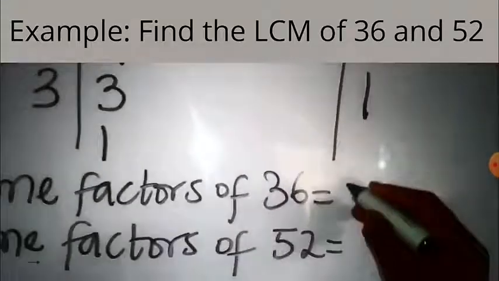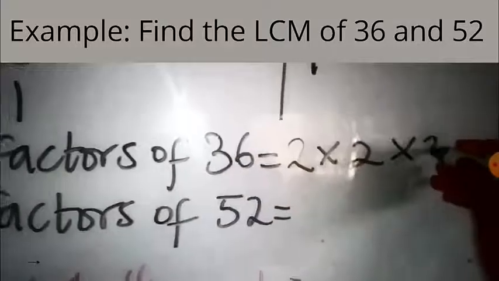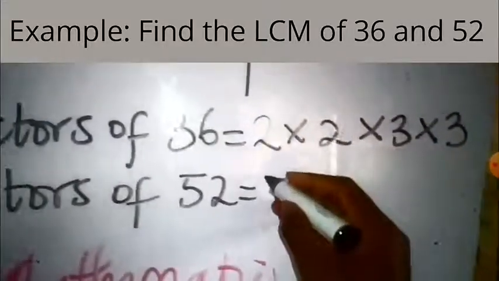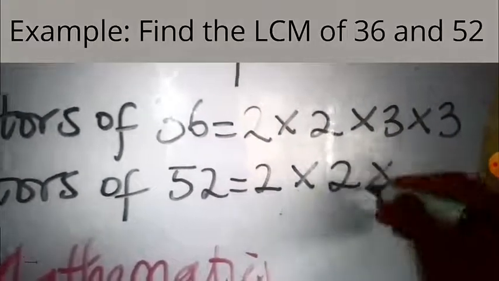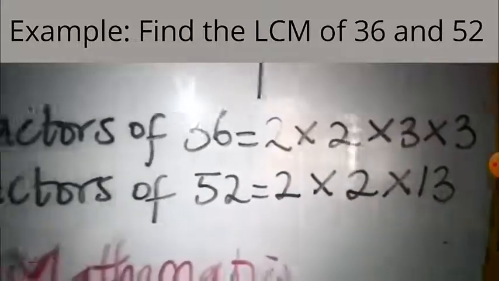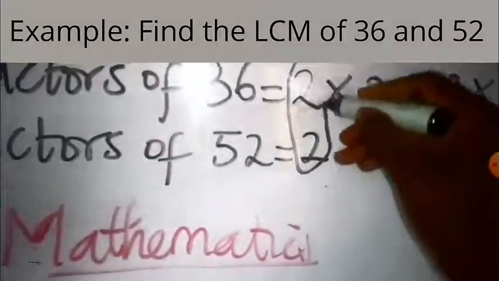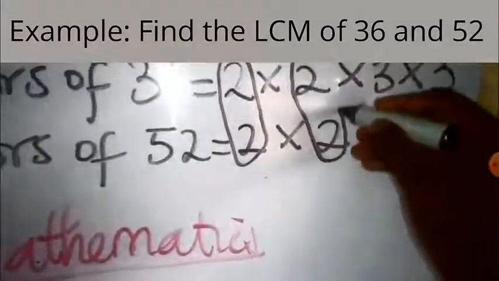Now we write them out. Prime factors of 36, we have 2 multiplied by 2, multiplied by 3, multiplied by 3. Then prime factors of 52, we have 2 multiplied by 2, multiplied by 13. Now we pair similar numbers up. So we have our 2, we pair it with the 2 down. 2, we pair it up again.